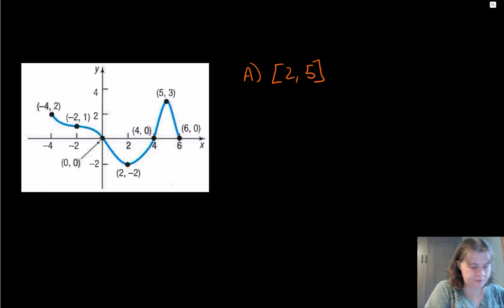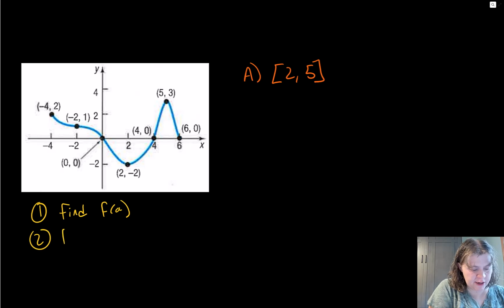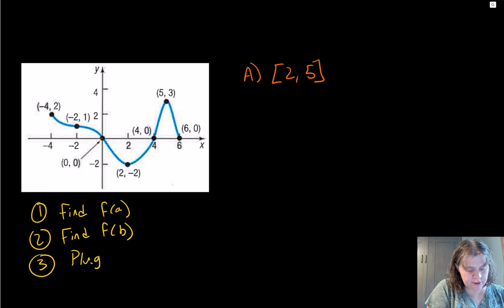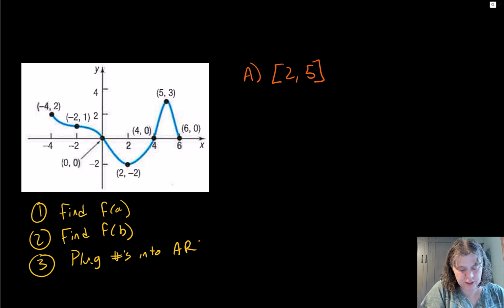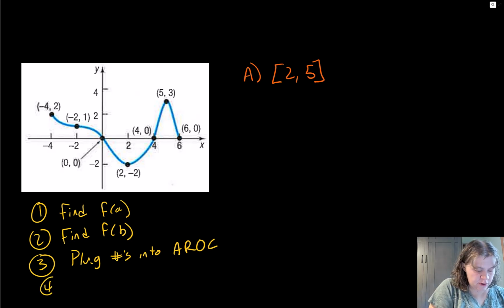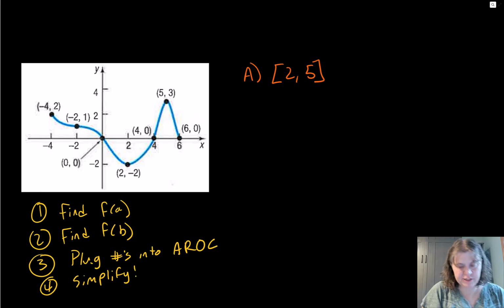So the first step we're going to do, we'll put this over here. First step is we're going to find f of a, and then we're going to find f of b, and then we're going to plug numbers into an AROC equation. And then 4, we're going to simplify. Yay, fractions. Everybody loves fractions. Woot. Okay, so coming over here, let's see, where is 2?